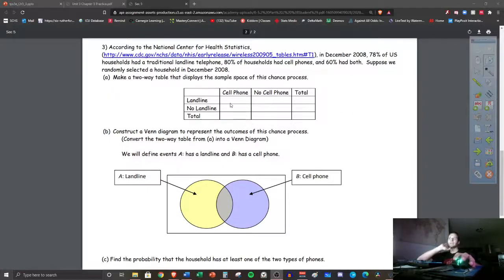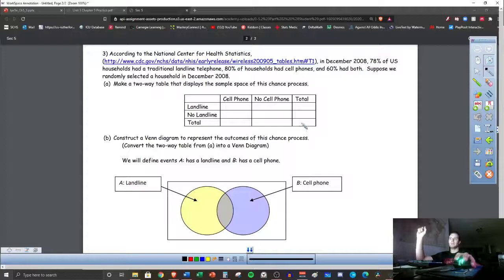78% of households had a traditional landline telephone, 80% of households had cell phones, and 60% had both. So it says, suppose we randomly select a household in December 2008. Make a two-way table that displays the sample space of this chance process. So we're going to go ahead and write on this and put in some values.